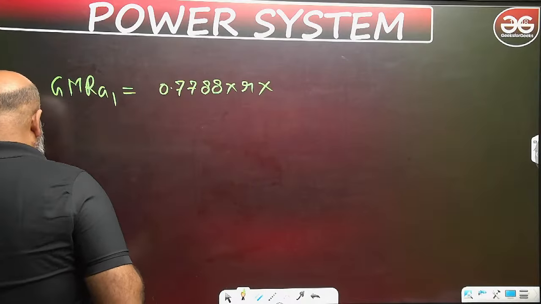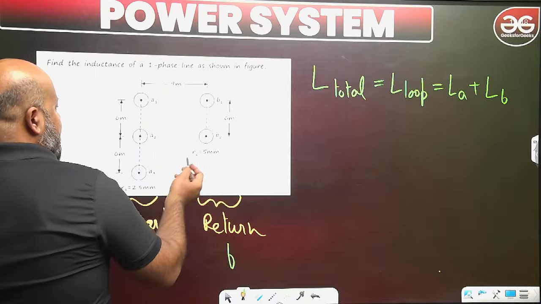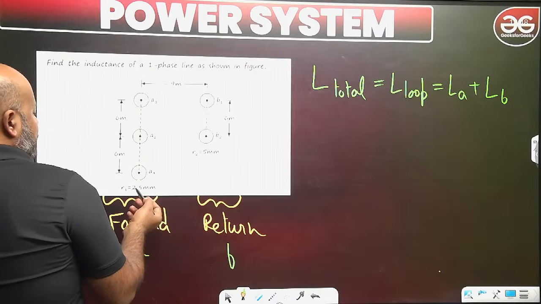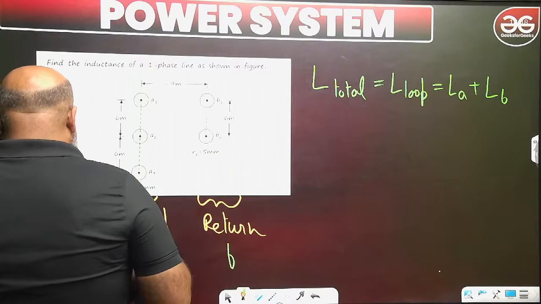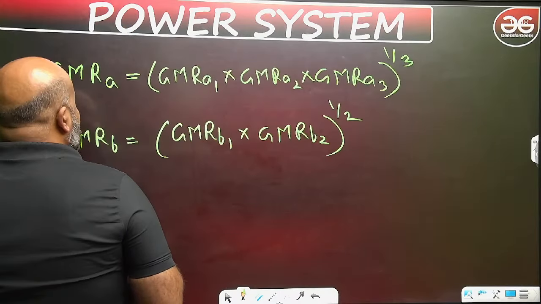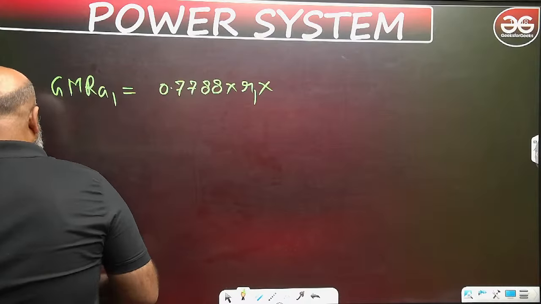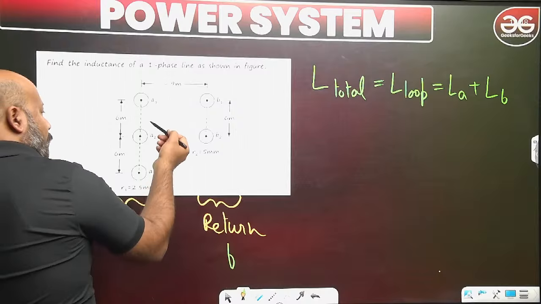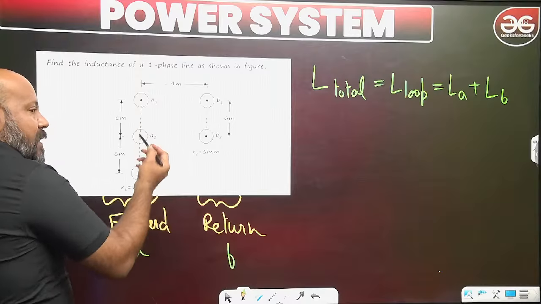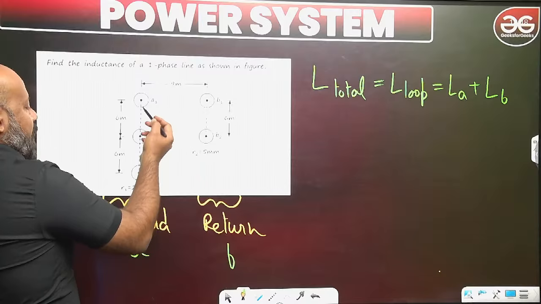Let us see the radius. The radius is R1 and R2. For the A group it is R1, for the B group it is R2. So we go for R1. For A1 it is 0.7788 into R1, and the distance between A1 and all the conductors within the same phase or group. So it is A2, A3: the distance between A1 to A2 and A1 to A3.